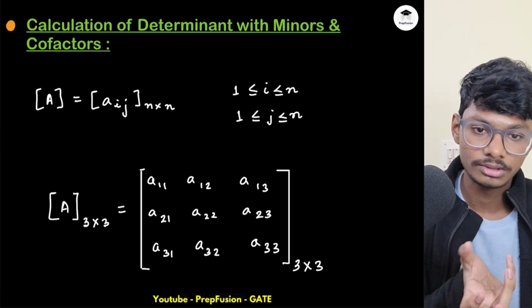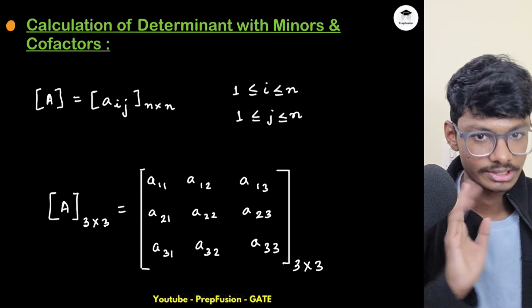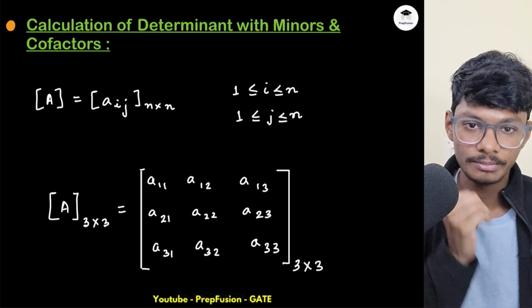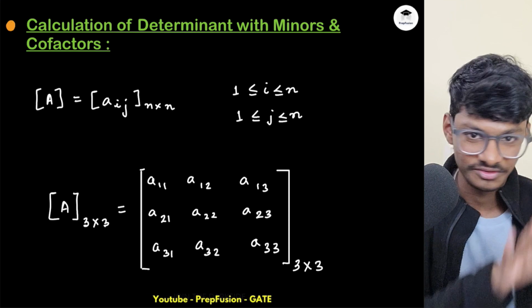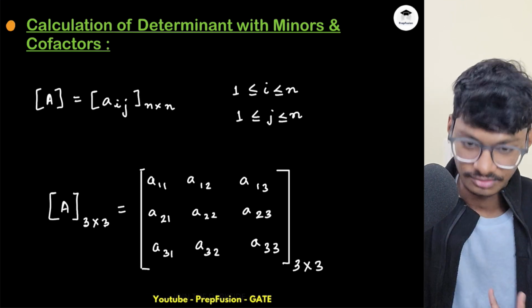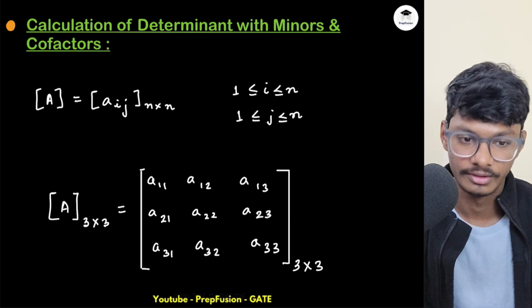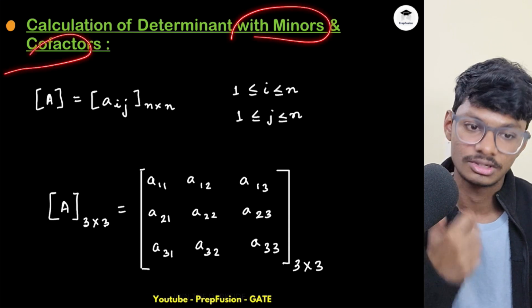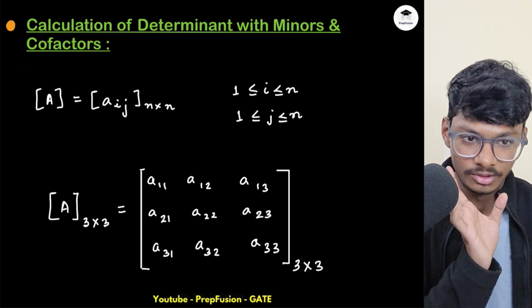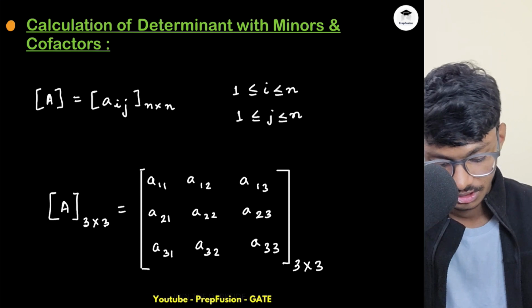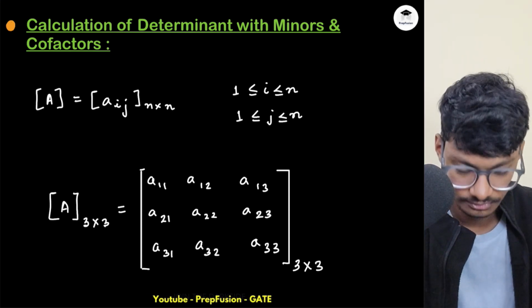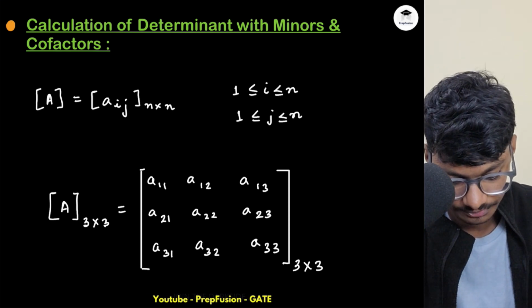Now I want to come to the minors and cofactors. I told you I will give you a formal method to calculate the determinant, which we'll never use, but still we have to teach you all this, so we will. Minors and cofactors are also basically operators and terminology, so don't worry about them if you don't understand. They are also operators.